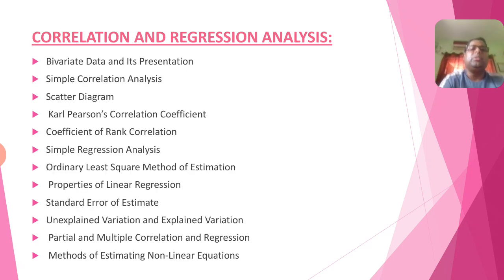And the next chapter is also related with the statistics, that is the correlation and regression analysis. You have to find out the correlation coefficient and the regression between y on x and x on y, and the OLS, the ordinary least square methods, and there are some interesting properties of the OLS, ordinary least square methods, and standard error of estimates, unexplained variation and explained variations, and partial and multiple correlation and regressions, and method of estimating nonlinear equations. So these topics are under the correlation regression analysis.